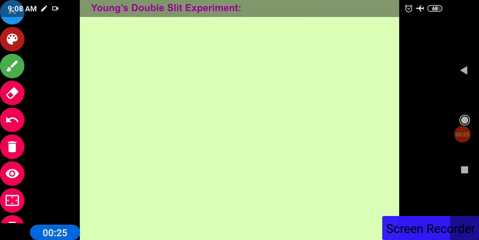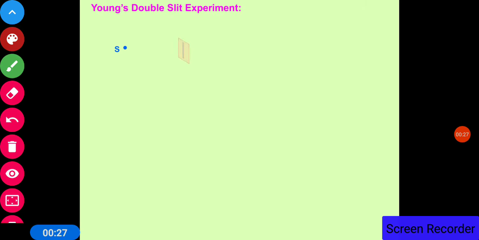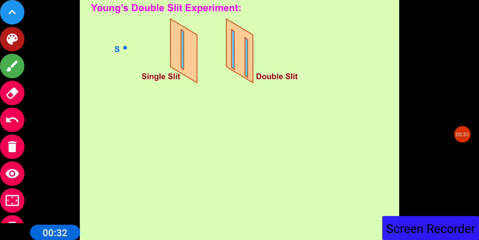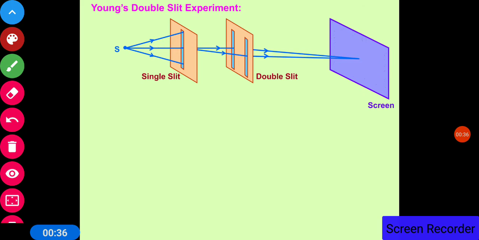Young's double slit experiment. S is a source, then a single slit, a double slit, and a screen. The light coming from the single source passes through the slit, then it passes through the double slit. So these are the two sources, and finally it falls on the screen, and as a result we obtain the bright and dark bands on the screen.